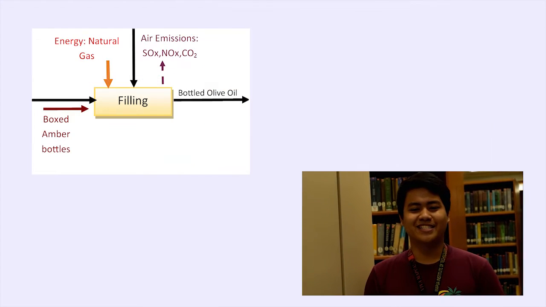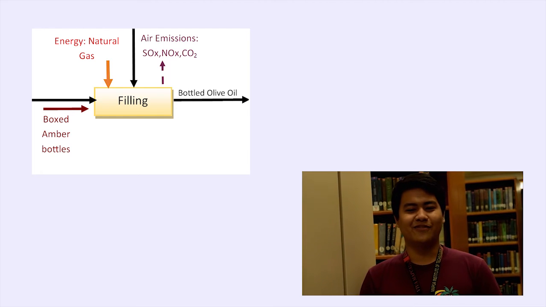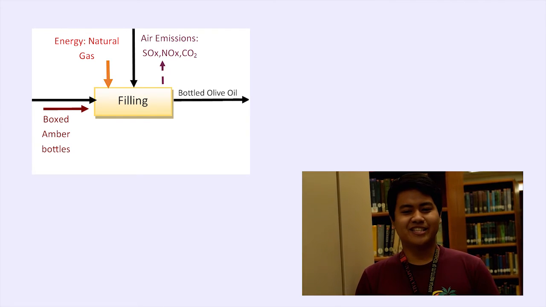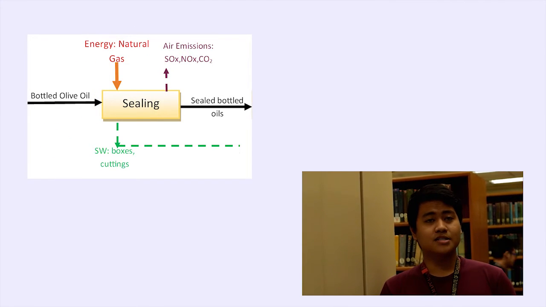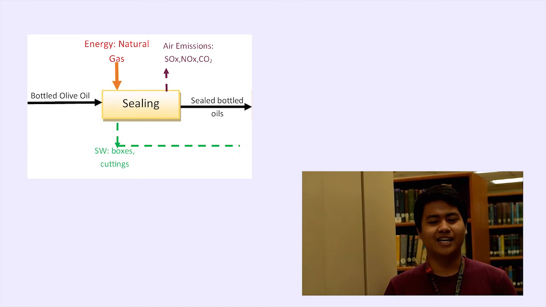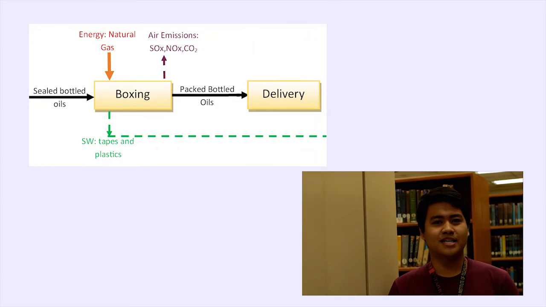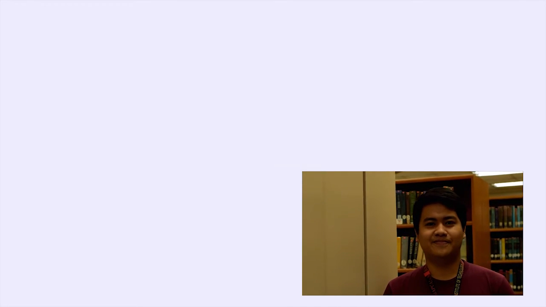In the packaging process, amber bottles are filled with olive oil. Filled bottles are sealed and boxed. Boxed olive oils are sent for delivery. The solid waste such as boxes, cuttings, tapes, and plastics are sent to MRF.